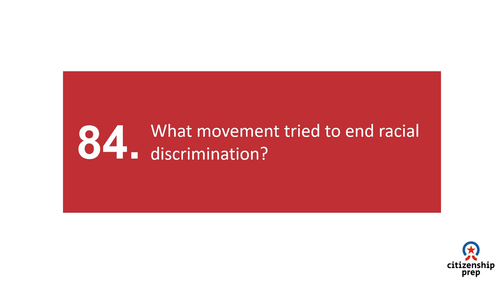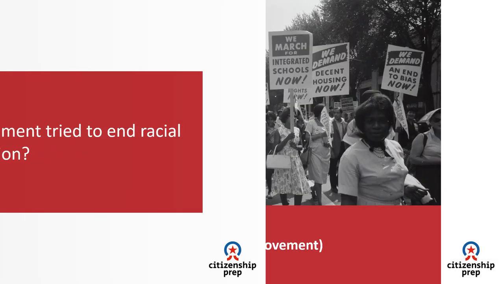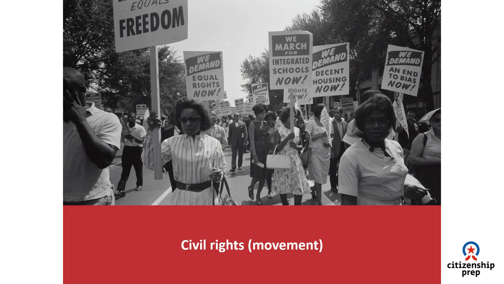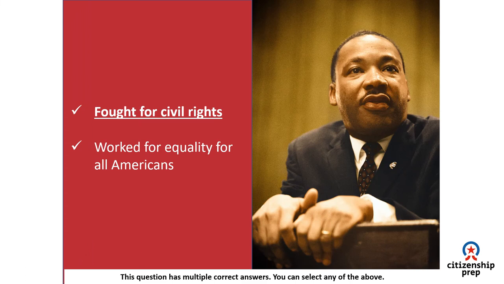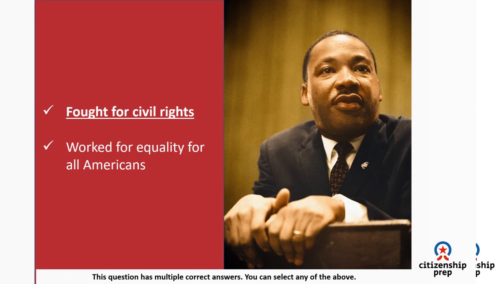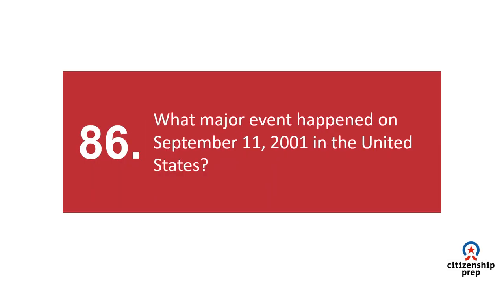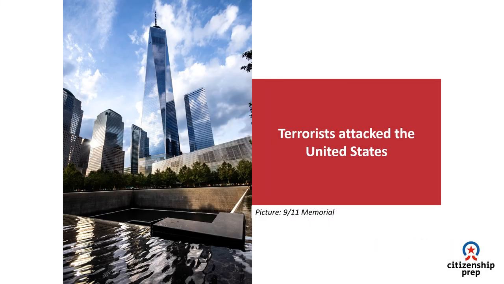What movement tried to end racial discrimination? Civil rights movement. What did Martin Luther King Jr. do? Fought for civil rights. What major event happened on September 11, 2001 in the United States? Terrorists attacked the United States.